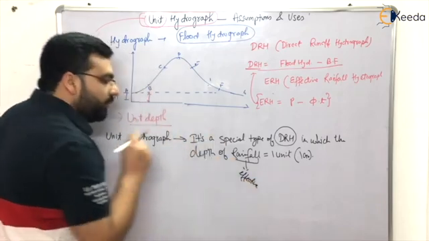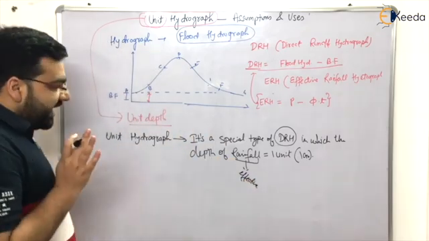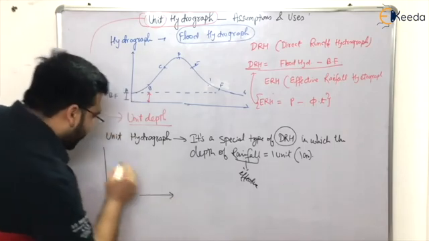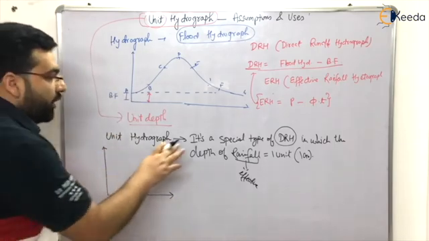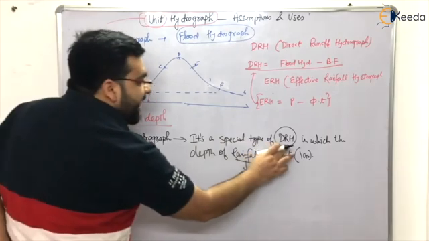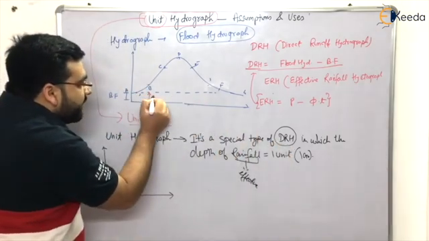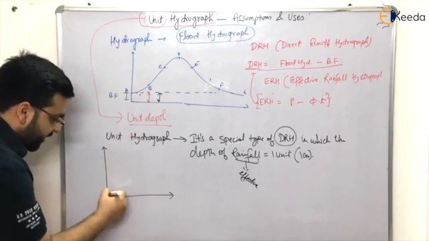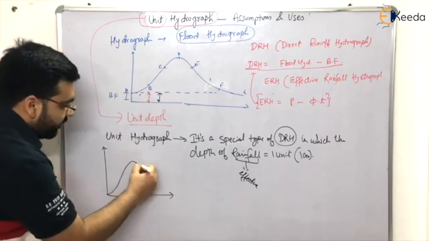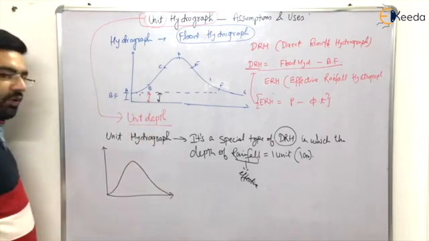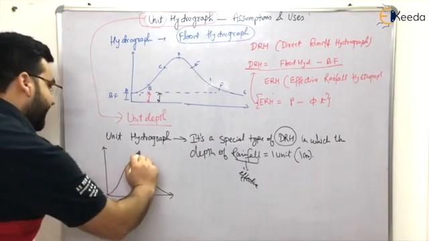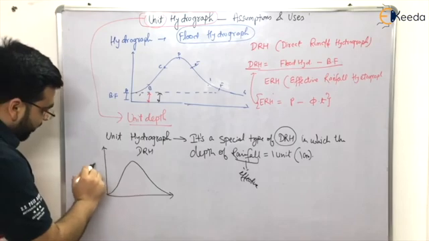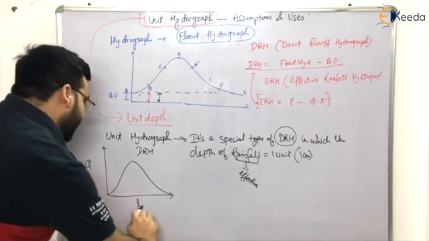Now, for example, this is the hydrograph. It is a direct runoff hydrograph. In the direct runoff hydrograph, we subtract the base flow, so it will start from the origin and go like this. This is a direct runoff hydrograph. This is your discharge, and this is your time.